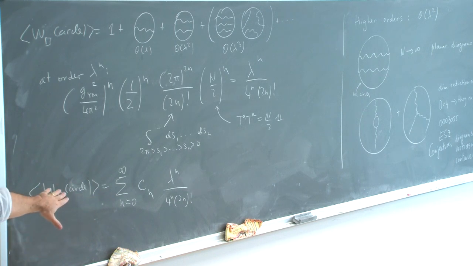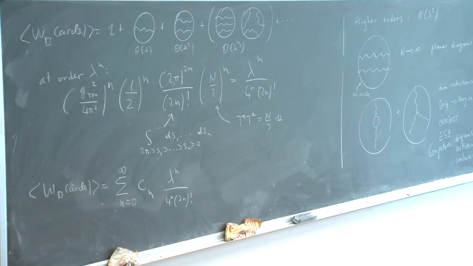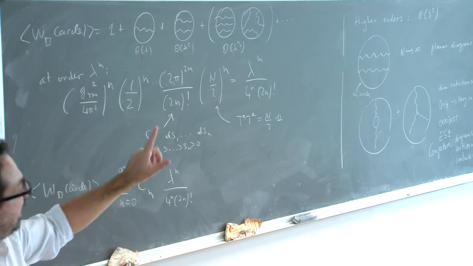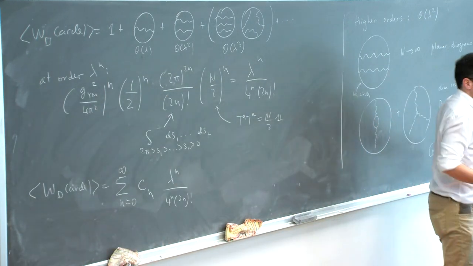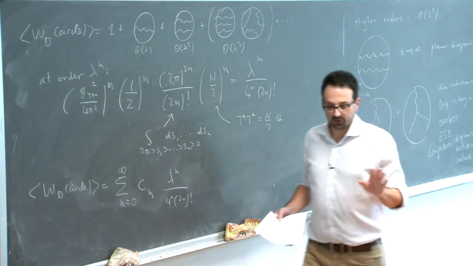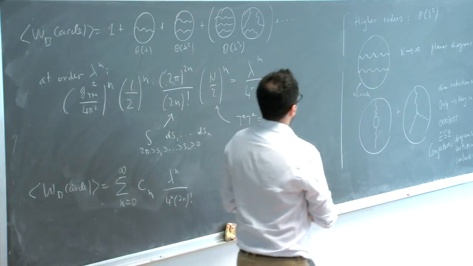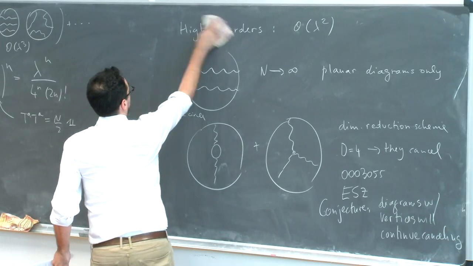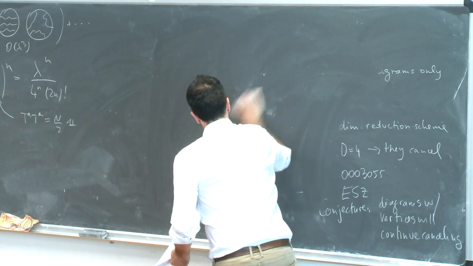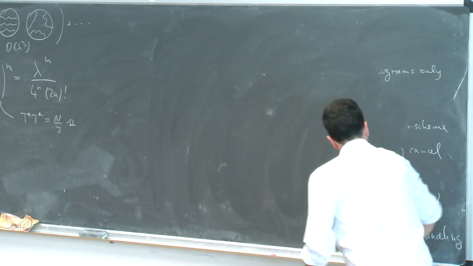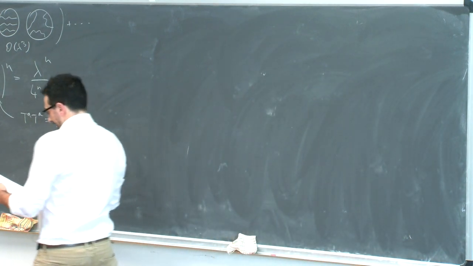And then we can just resum this series, and we get an exact result, assuming, again, that vertices will continue canceling at any order. Again, it was a conjecture that was essentially proven by localization a few years later, in 2007. Good. Okay. So now let's count.